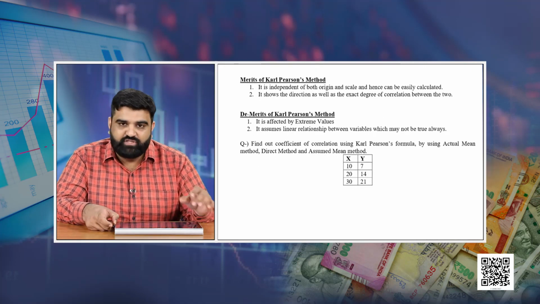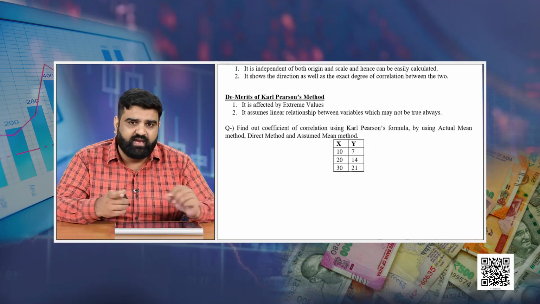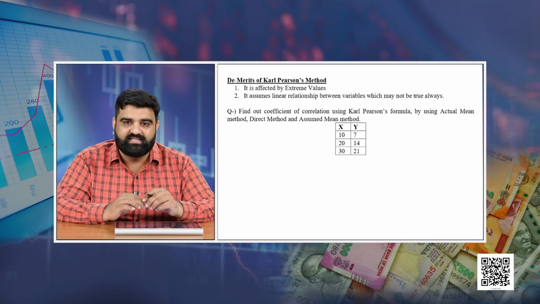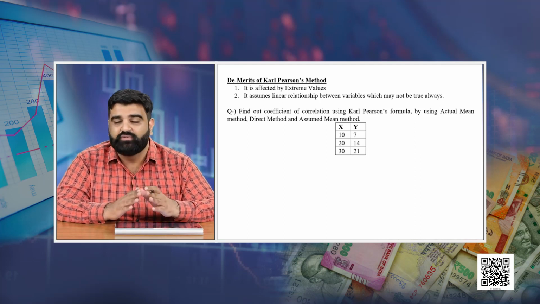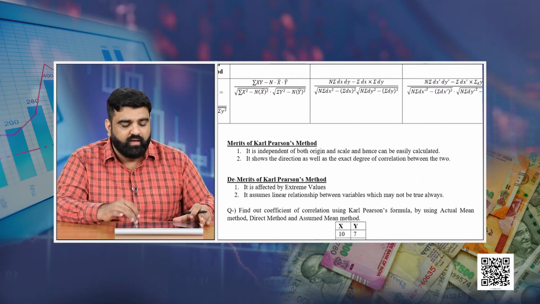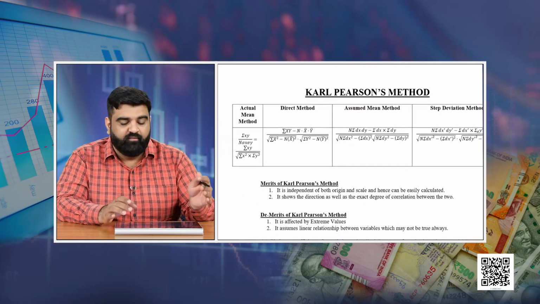So, we have the first question in place. I have taken easy values for you so that you can easily understand it. We have two variables x and y. The values of x are 10, 20 and 30 and the values of y are 7, 14 and 21. Now, under Karl Pearson's method, we have four methods to calculate the coefficient of correlation.